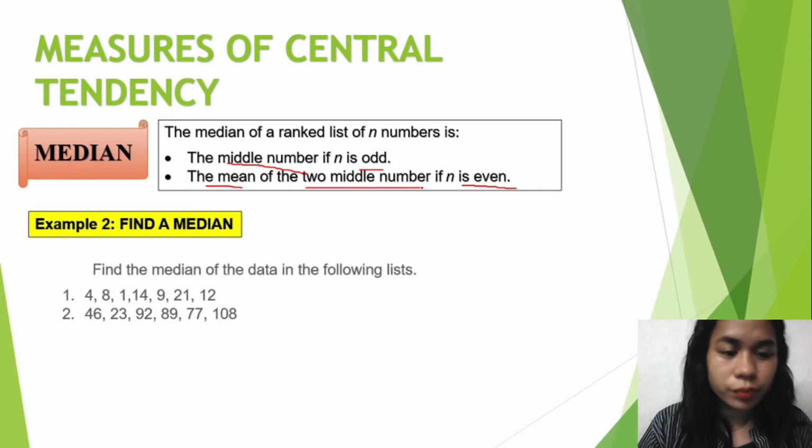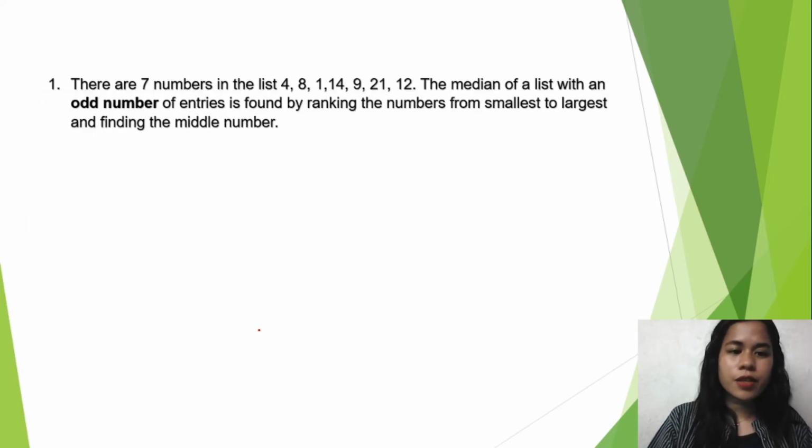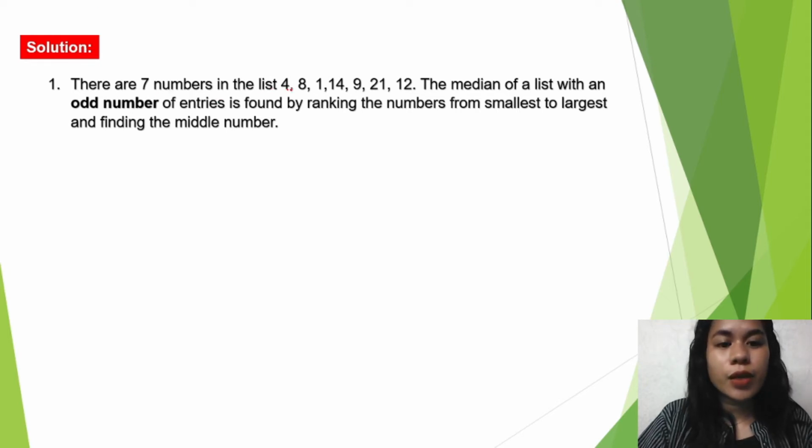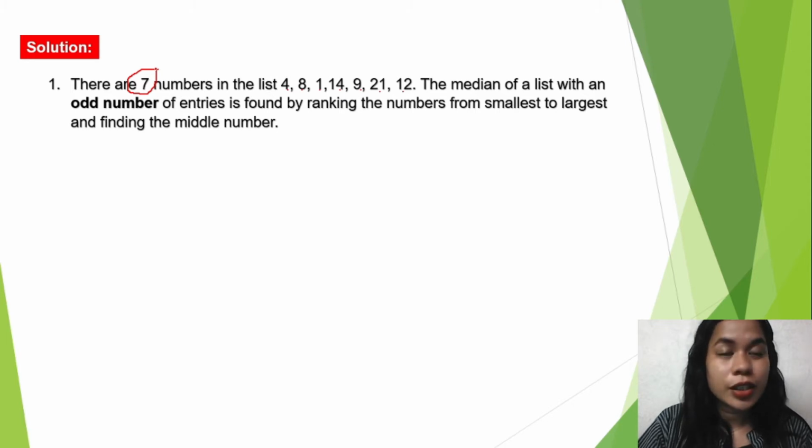So let's have some examples. Find the median of the data in the following list. Number 1 we have here, and then number 2 we have the given numbers. So let's have the solution. In our solution, there are 7 numbers in the list. We have 4, 8, 1, 14, 9, 21, and 12. Okay, if you're going to count them all, there are 7 numbers. And 7 can be considered as an odd number. Since it is odd, then we get the middle number of that given set of data. And yun na yung median natin.